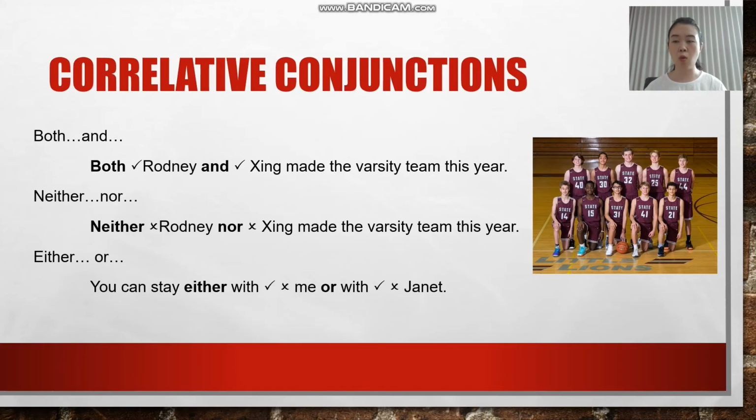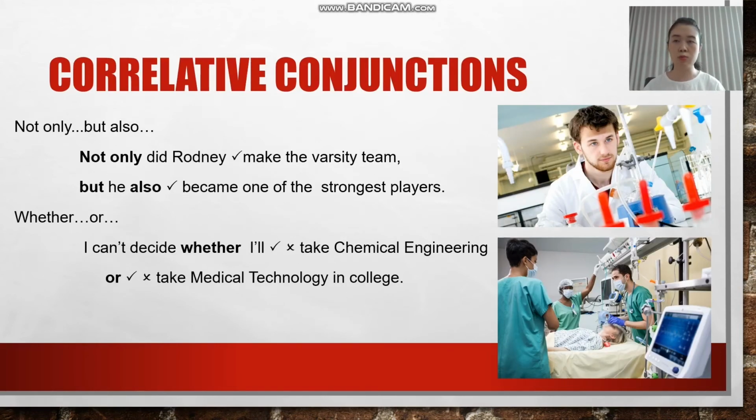What about either or? You can stay either with me or with Janet. So it means that you need to choose whether you will come with me or you would like to go with Janet. So you need to choose if it is either or. Next is not only but also. Like, not only did Rodney make the varsity team, but he also became one of the strongest players. So it means that he did two things, not only number one, but also number two. That is not only but also. What about whether or?